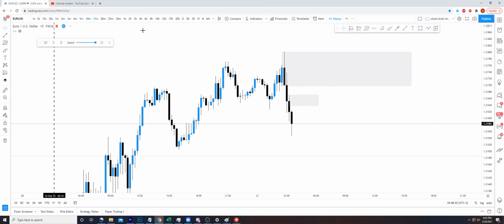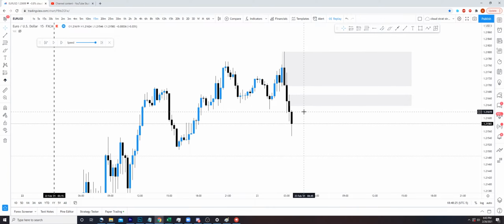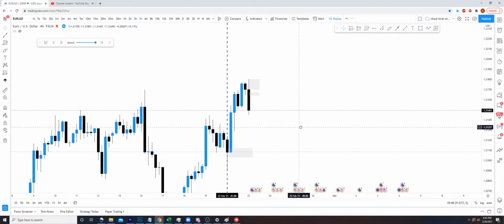And lo and behold, we can be back on the 15-minute, but that has not invalidated this point here. This is a valid supply zone on a lower time frame. And the same way you can get to a 4-hour and ask yourself something like this: is there an up candle before a down move? That has not been validated yet.